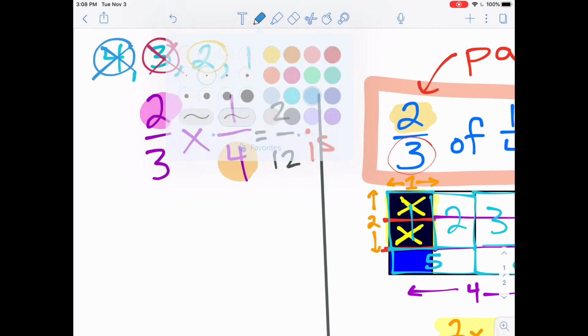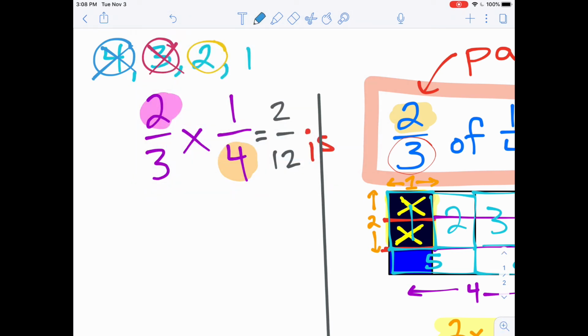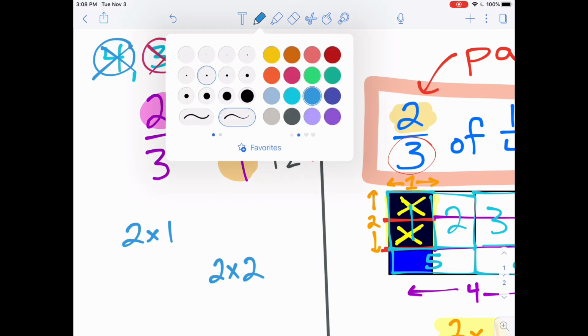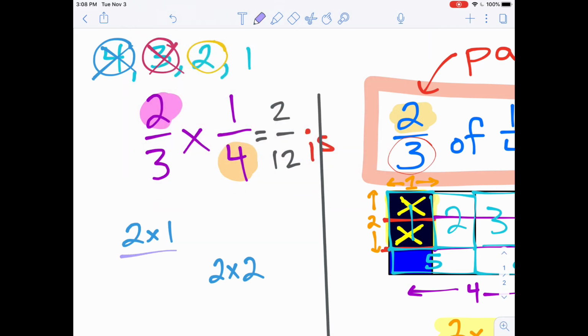Okay, so here's what I really mean. Instead of writing 2, I'm going to write 2 times 1. And instead of writing 4, I'm going to write 2 times 2. Then I'm going to keep everything else the same. There was a 3 on the bottom, a big times in the middle, and there was a 1 on the top.